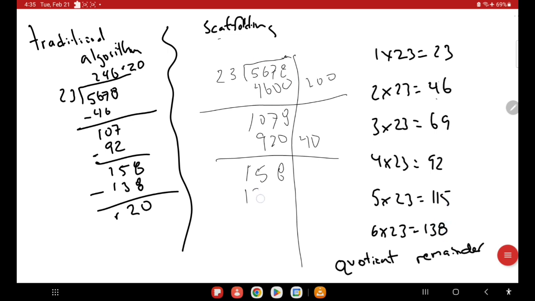Largest number here is 138. 138, that is 6 times. We've got 240. So if we add this here, 240 and 6, we've got 246. 246 is the quotient. 20 is the remainder.